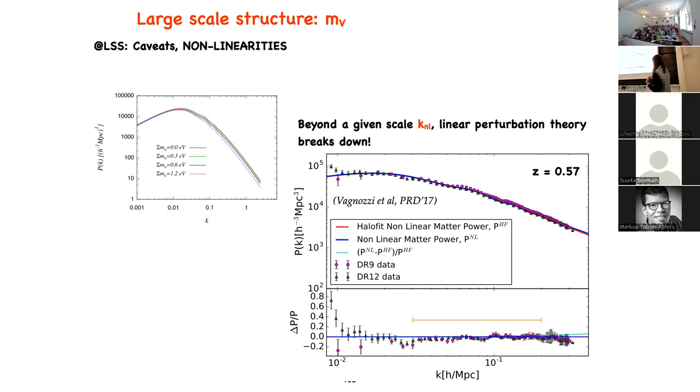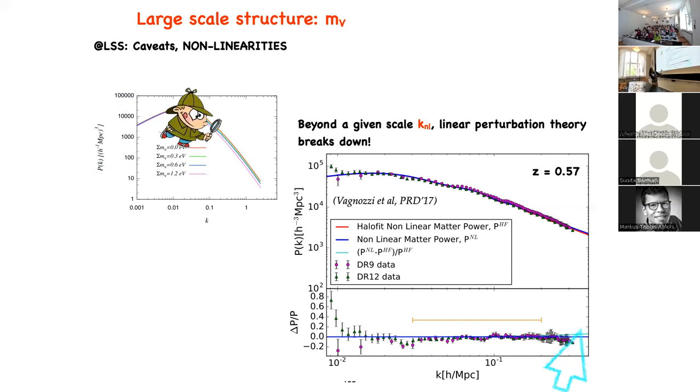And it's one of the difficulties we have when measuring neutrino masses from large scale structure. We need very, very accurate nonlinear calculations, because there is a scale above which, you see the cyan line here, nonlinear corrections are important. These are measurements from the digital survey, data release 9 and data release 12. You can see how there is a scale at which the nonlinear matter power starts to be important. The linear perturbation theory will break down.